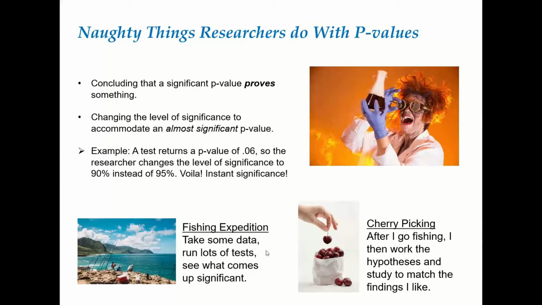Set up whatever you're going to do beforehand, make any adjustments you might need for the multiple testing, and then go from there. And also cherry picking, which is kind of what I was saying. Once you run all these tests and you catch a lot of fish, then you pick the ones you like, right? And then set up your study after the fact. Don't do that. You have to set up your questions and your hypotheses and everything before you go out and collect the data and run your tests.